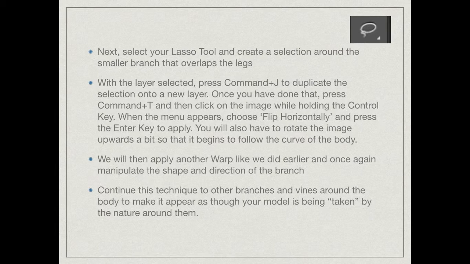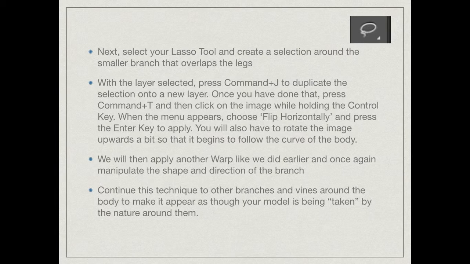Once you have done that, you press Command T and then click on the image while holding the Control key. When the menu appears, choose Flip Horizontally and press the Enter key, and you'll also have to rotate it a little bit to just follow the curve of the body. Then you'll warp it like we did earlier and manipulate the shape in the direction of the body or branch or whatever you want the vine to go around.